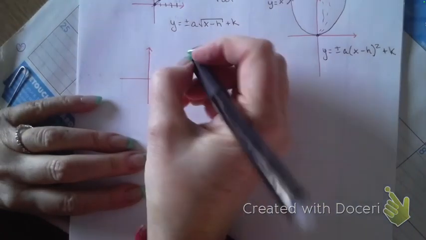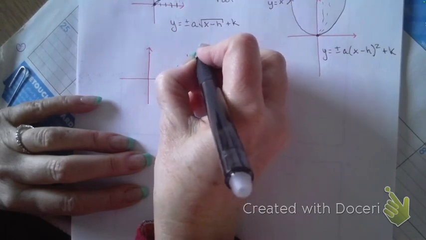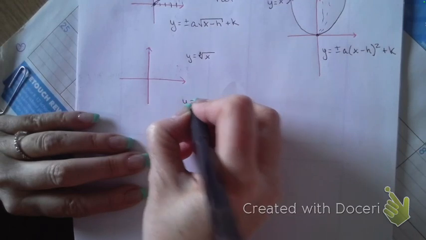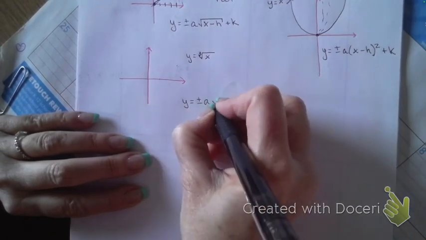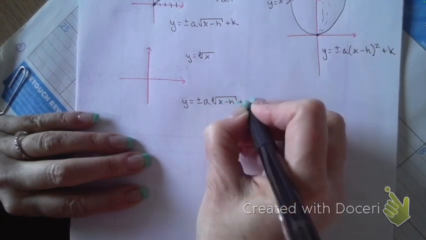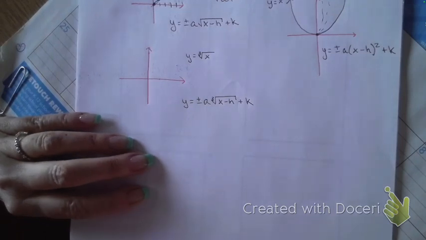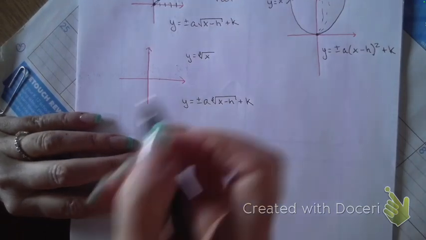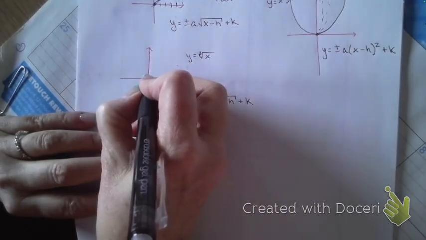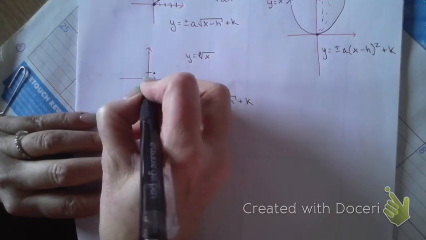So if I did y equals the cube root of x, we're still going to get y equals plus or minus a, the cube root of x minus h, plus k. It's going to look exactly the same there, right? But it's going to be my parent function. So we're going to start at 0, 0. Cube root of 0 is 0. Cube root of 1 is 1. Cube root of negative 1 is negative 1.